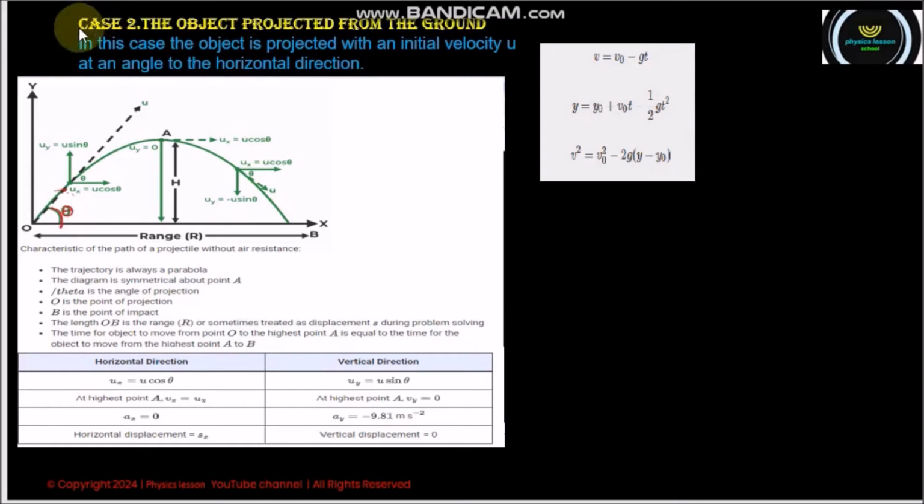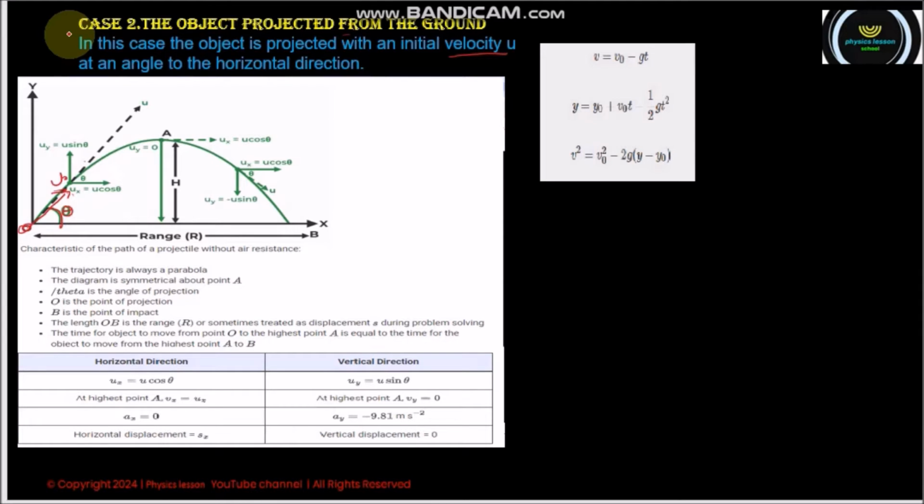Today we again continue with case 2. That means case 2, the object projected from the ground. Like this, the object is projected from the ground. In this case, the object is projected with initial velocity u. This is the initial velocity u, and we have the vertical and the horizontal velocities.